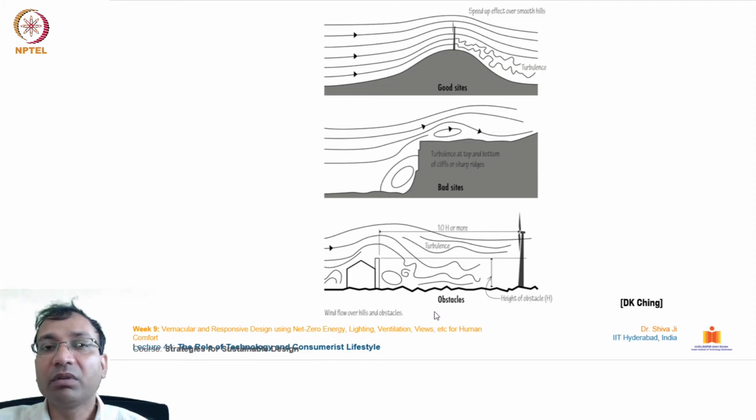Similarly, urban obstacles such as large-scale building structures, chimneys or warehouses also create hindrance in the overall movement of the air, and in turn they create turbulences. So these structures also need to be taken care of while we are designing for wind movement in our premises.